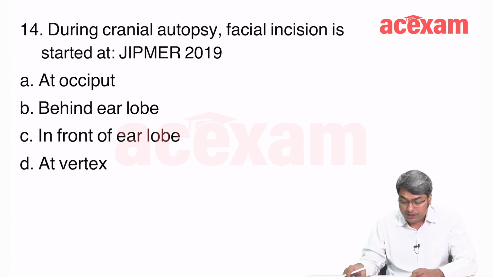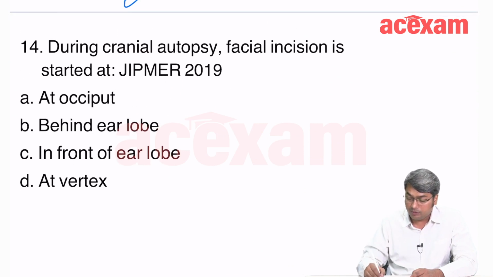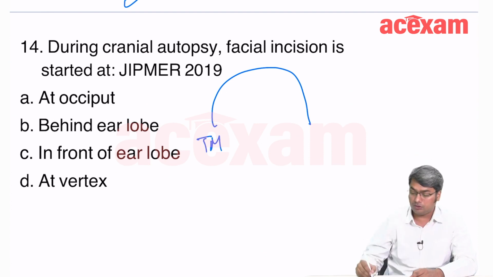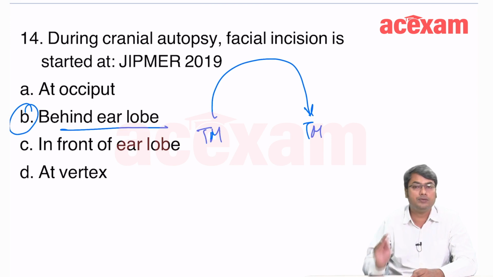Next, during cranial autopsy, the facial incision is started at. We all know that during cranial autopsy, the incision is started from the tip of the mastoid process, given like this, and followed to the tip of the other mastoid process. So, the answer is behind the ear lobe. That is where the incision is given.